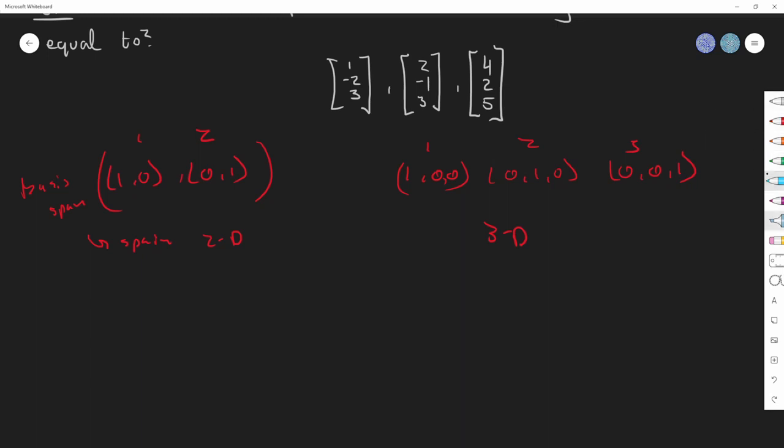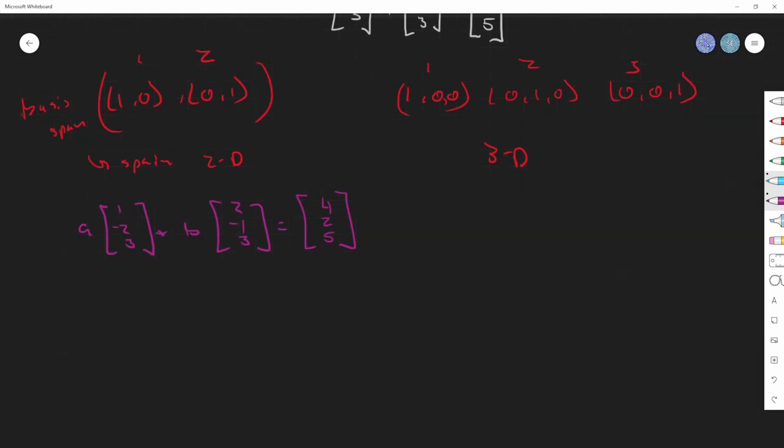So what we can do is have a times 1 negative 2 3 plus b multiplied by 2 negative 1 3 is equal to 4 2 5. And we're just going to put this in an augmented matrix and then see if it's a linear combination. So let's get right to it: 1 negative 2 3, 2 negative 1 3, and then our 4 2 5.